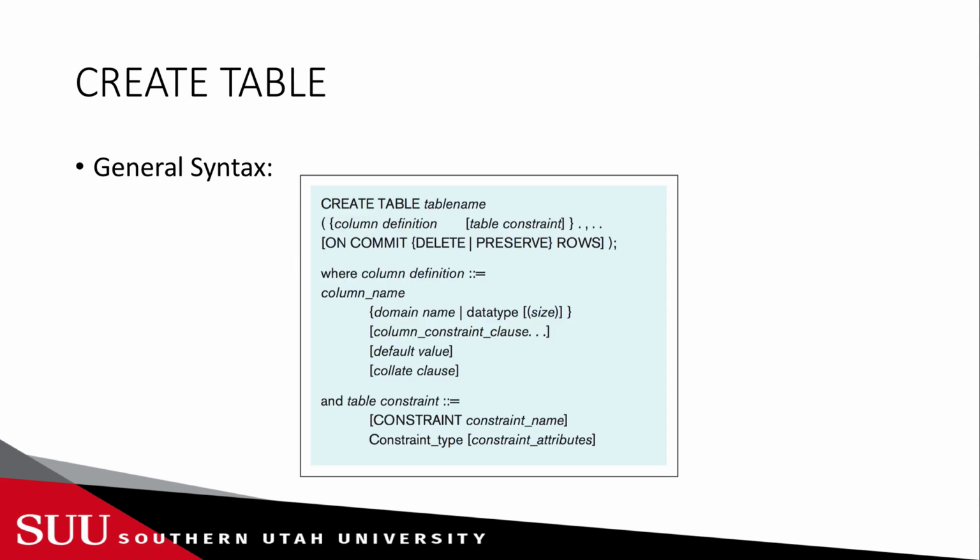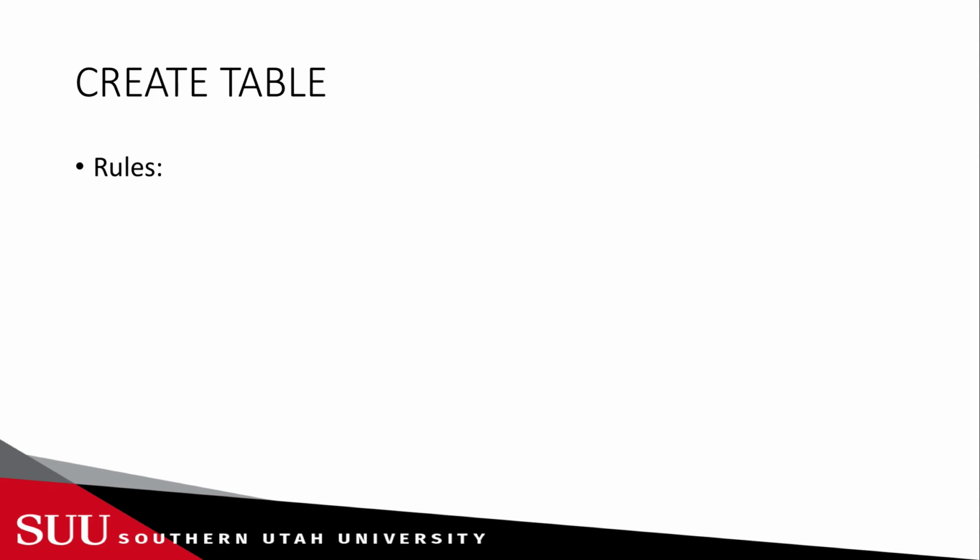Now to create a table, the general syntax is create table, table name, and then in parentheses you will have all of your column definitions and possibly some constraints. And then you can have some other constraints like on delete and on update for rows. So we will not cover this on cascade delete. It's out of the scope of this course. We are just concerned about creating the table, setting the column names, their definitions, and some possible constraints on those columns.